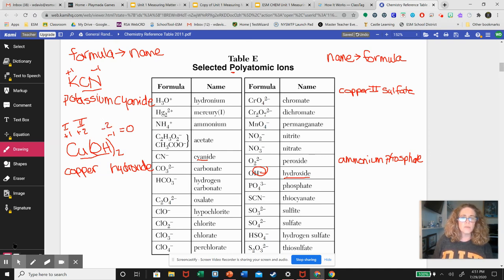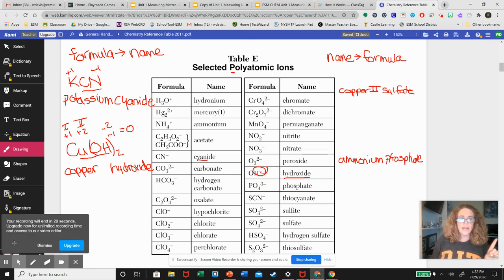I'm just writing these numbers on top just to keep track. So that means that that 1 copper has to balance that out and cancel that out to add up to 0. So what positive number is going to add up to 0? It's going to be +2. So Roman numeral 2, right? So now let's go over here to the other side. This copper, Roman numeral 2, tells me that this copper is a +2.